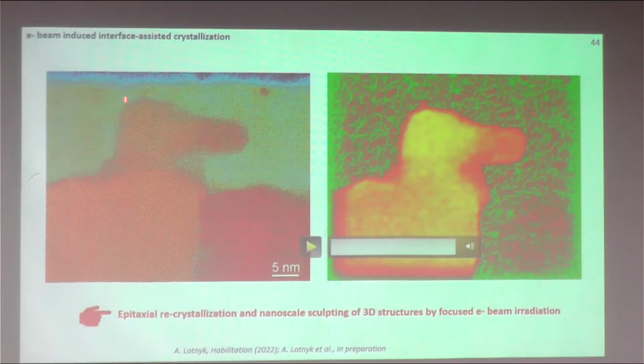We produced first the crystallization. We allowed the material to crystallize in this direction from the interface. But if we have a crystalline interface here, we can also make crystalline structures in this direction. So you can route different structures in your amorphous material.